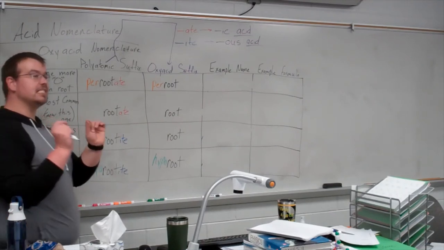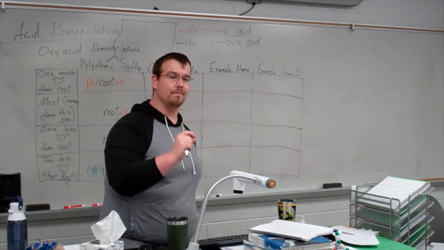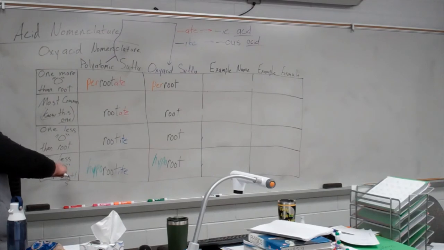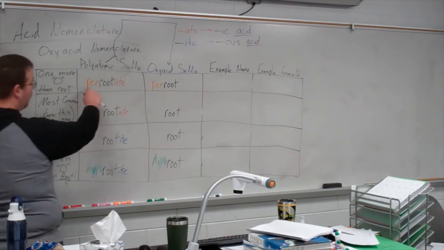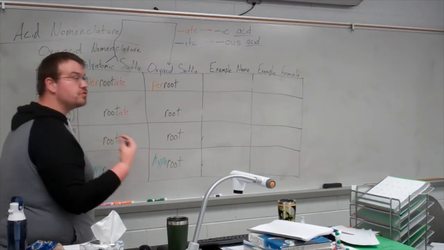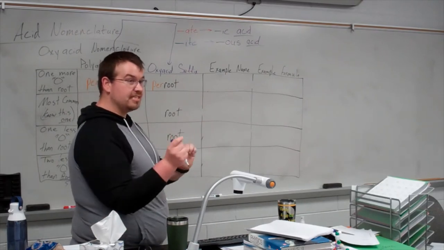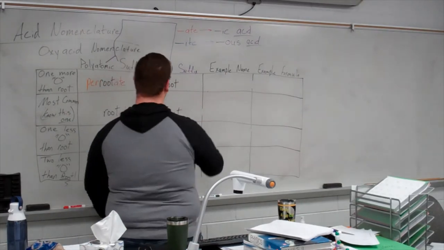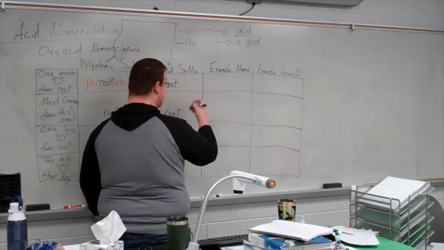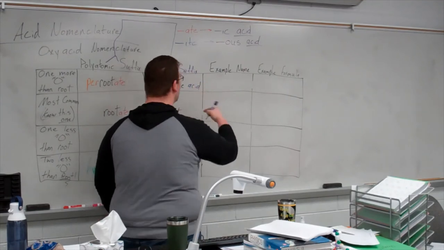So here's these subtle little changes, and this is why this one gets the most complex. If you don't have the oxyanion nomenclature down, so the perrate, rate, rite, hyporite, you're going to struggle with the oxyacid because you're literally just changing the ending. So perrate, it's ate, so you change it to ic and put acid. So peric acid.